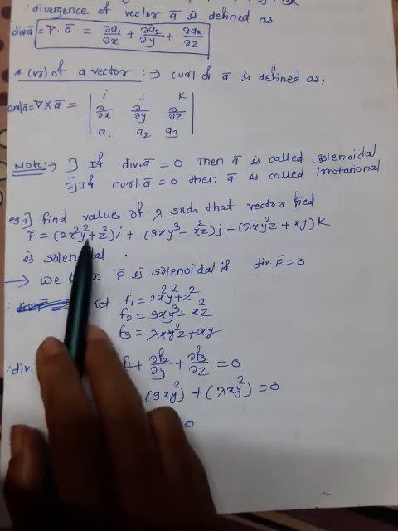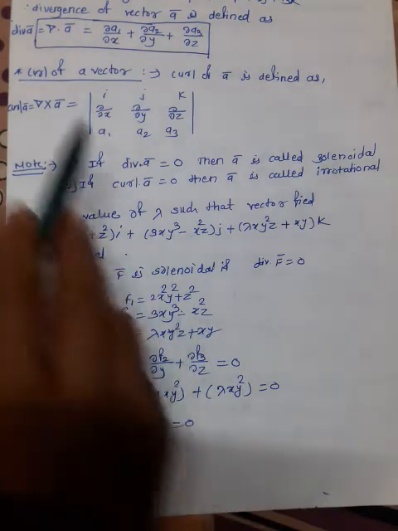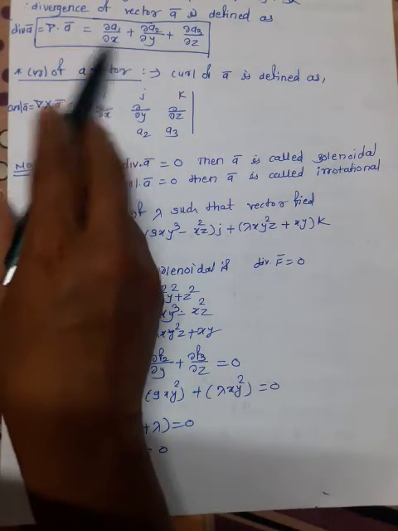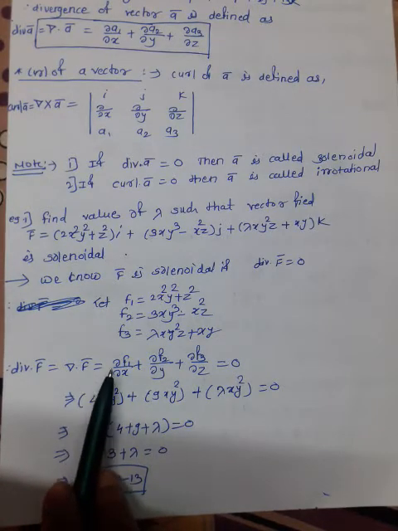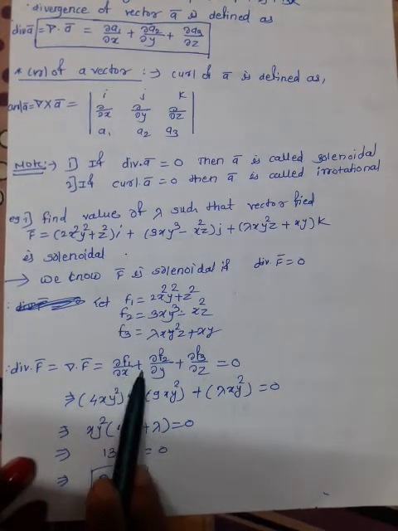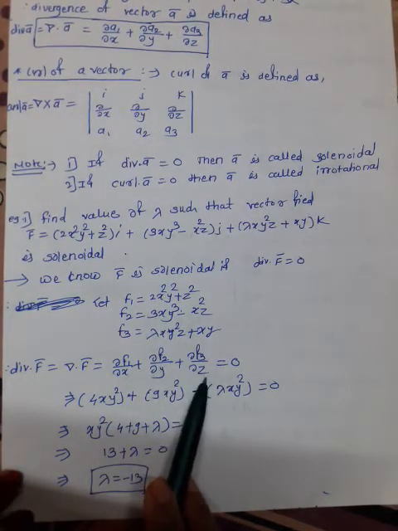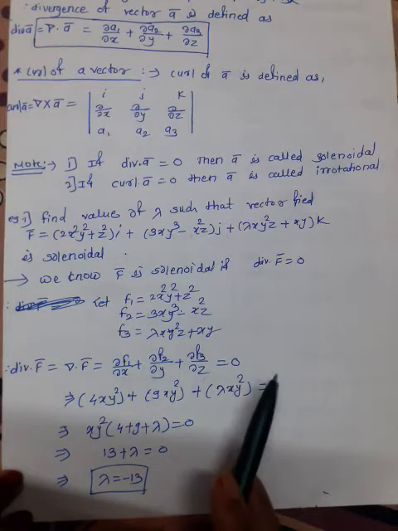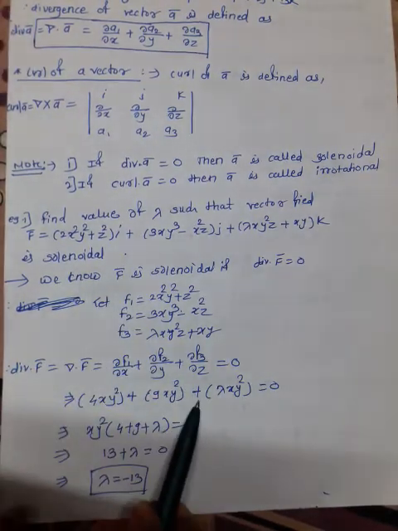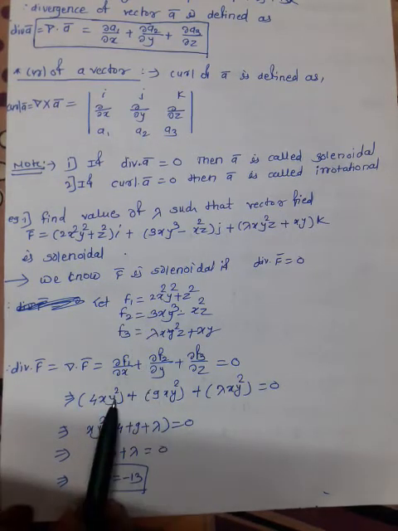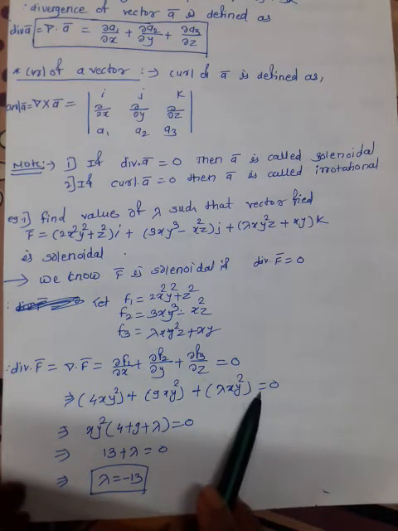Now call this f1, this is f2, and this is f3, because we have to apply this derivative definition. Therefore, divergence of f bar is equal to del dot f bar, which is derivative of f1 with respect to x plus derivative of f2 with respect to y plus derivative of f3 with respect to z, which is 0, because it is given that it is solenoidal. Now simplify this equation. The derivative of f1 with respect to x is this, of f2 with respect to y is this, of f3 with respect to z is this, which is equal to 0.